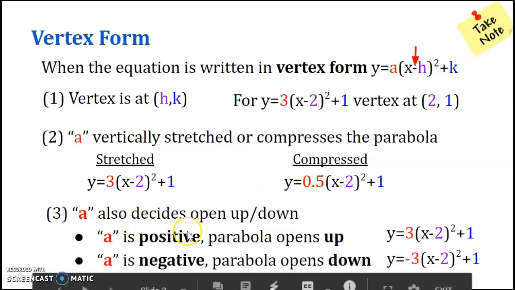a also determines whether it's going to be opening up or down. If a is positive, it's going to be opening up. If a is negative, it's going to be opening down.